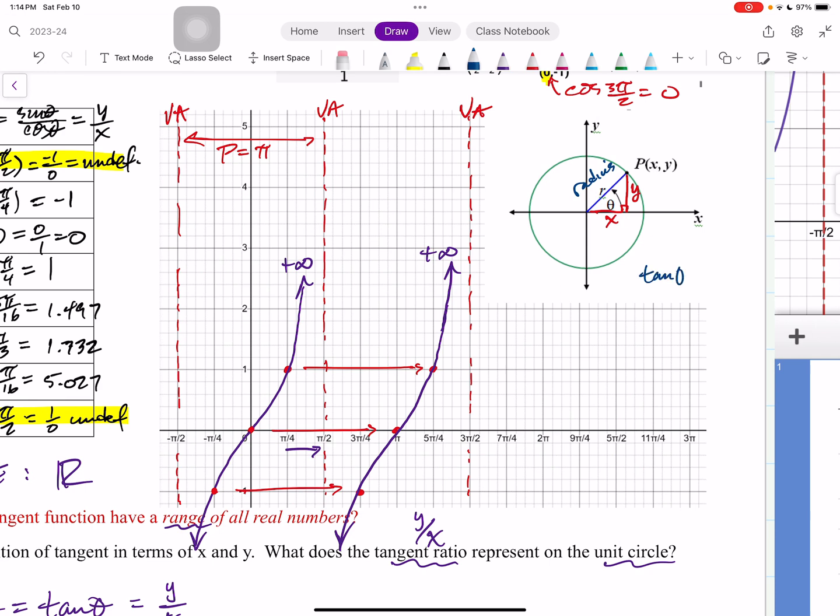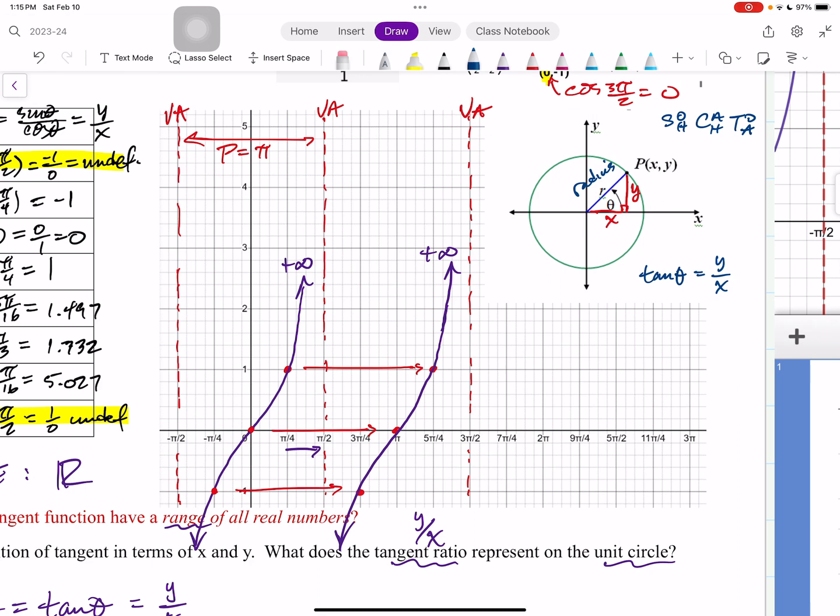And notice right here, the tangent of theta in this little diagram is defined to be opposite divided by adjacent, TOA. Excuse me, I said the wrong thing earlier. The tangent ratio is opposite divided by adjacent. So it's y divided by x, but what does that represent for the radius?